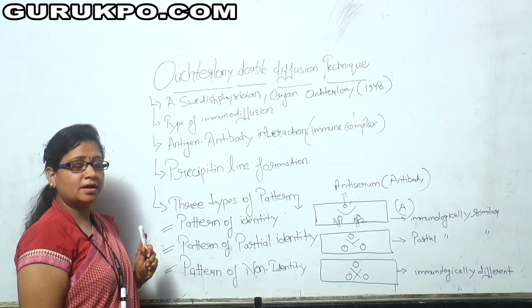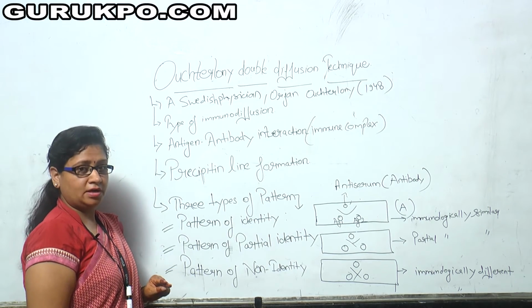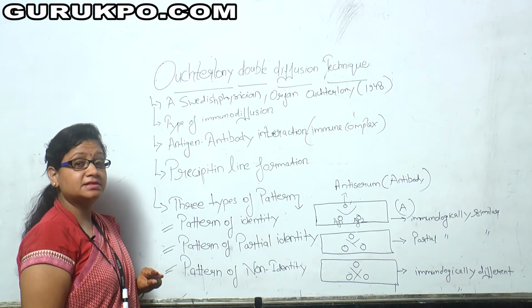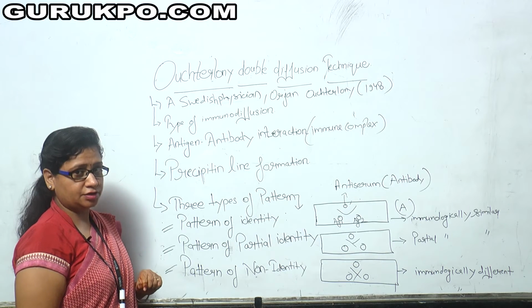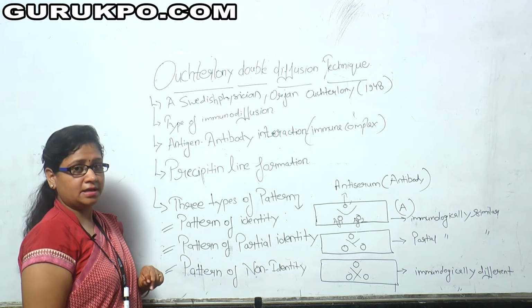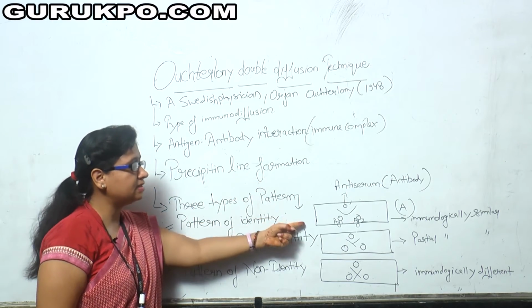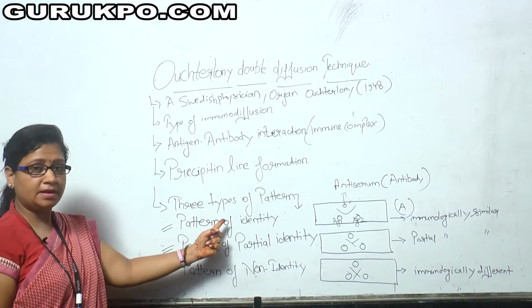This is done through agarose gel. When an antigen reacts with antibody, it forms a precipitin line, and this precipitin line is a visual signature of the antigen-antibody interaction. Now the next thing that comes to mind is that when a precipitin line forms, it has different patterns of identity. We will learn three types of pattern.